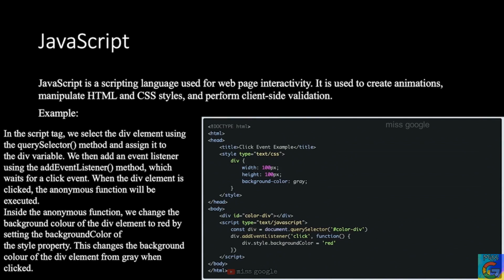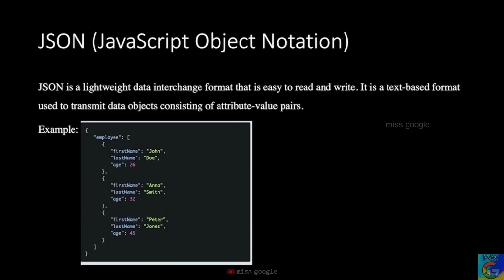So as an example here, we have a web page which has a script tag at the bottom, whereby we select the div element using the query selector method and assign it to the div variable, after which we add an event listener using the add event listener method, which waits for a click event. When it's clicked, the anonymous function will be executed. Inside it, we have some code that will change the background color of the div element to red by editing the background color.